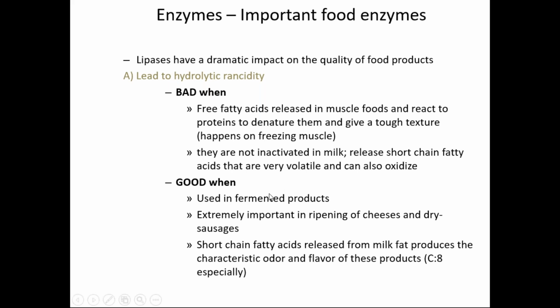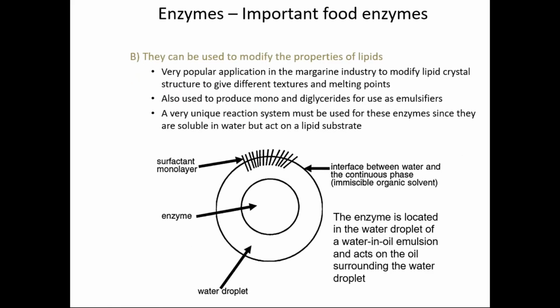And some lipases are good when they are used in fermented products, extremely important in the ripening of cheese and dry sauces, and the short chain fatty acids released from milk produce the characteristic odor and flavor of these products. The lipases are used to modify the properties of lipids, especially in the fat industry. So they are used to produce mono and diglycerides, and also DAGs. And we have seen how the lipids can form a phospholipid bilayer, and they are able to take in the fat into the hydrophobic part and hold the water in the hydrophilic part.